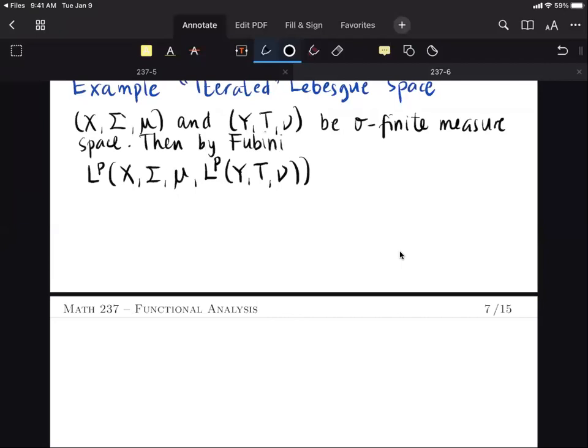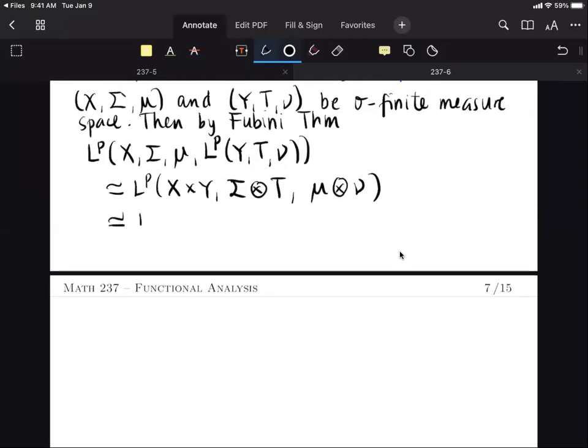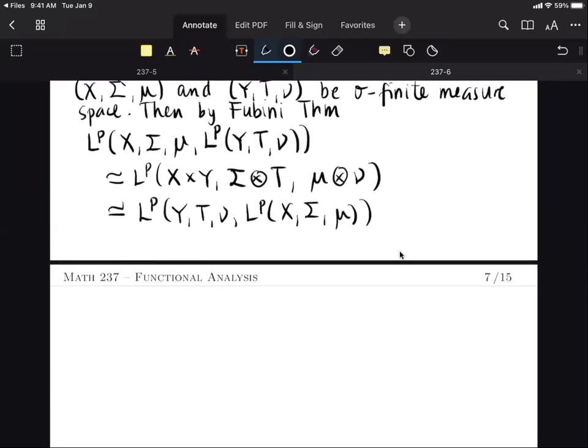One can apply the Fubini theorem to say that this is isometrically isomorphic to the LP space with respect to the product. Here you have the product of the domain, the product of the sigma algebra, and the product of the measures. And in fact, you can interchange the two, again by the Fubini theorem, of course, when p is finite.